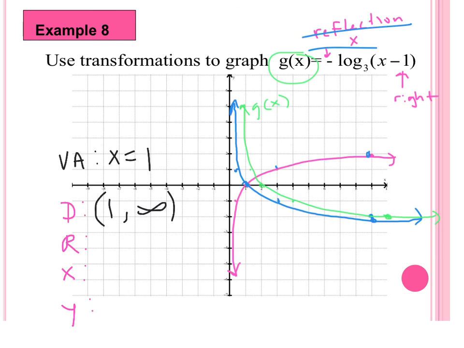Our range is always going to be all real numbers for these. Our x-intercept, where we cross the x-axis, is at 2, 0. It's this point here. And then our y-intercept is none. We never touch the y-axis.